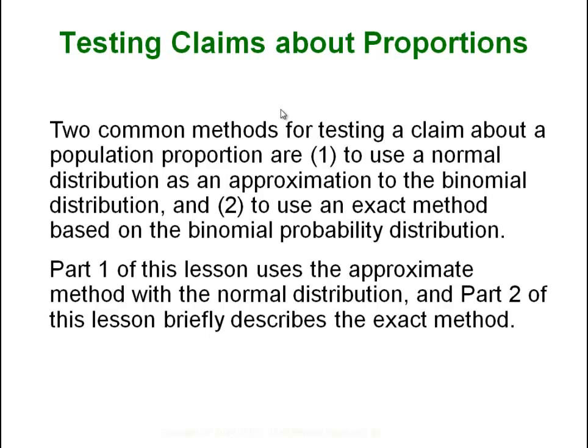But for the most part, if you have technology that will allow you to do so, you should try to use the binomial probability distribution instead and use the exact method, because as statisticians we're always striving for precise answers rather than approximate answers, right? We don't want to approximate unless we have to.